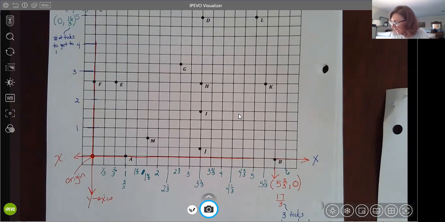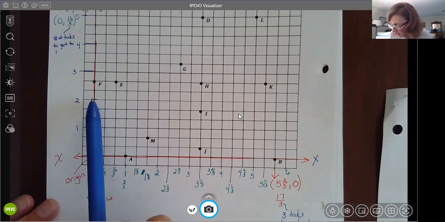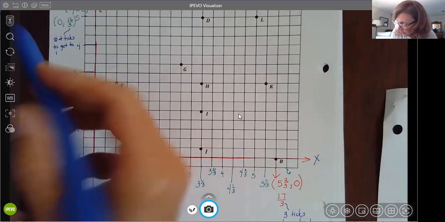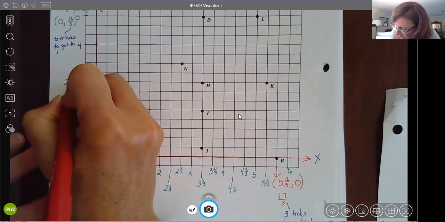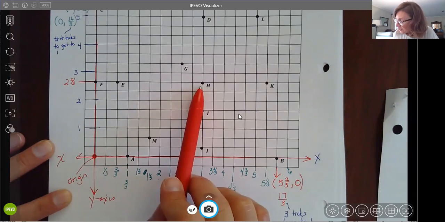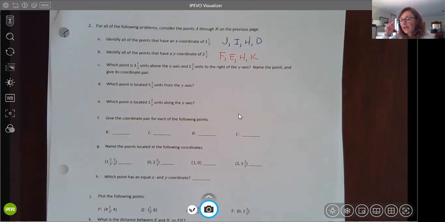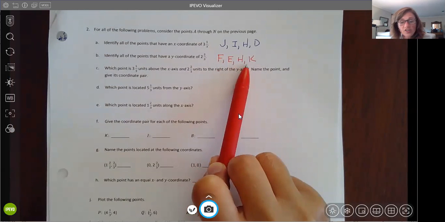Identify all the points that have a y coordinate of 2 2/3. Okay, we didn't label all these, but that's okay. There's 1, 2. So this is 2 1/3. Remember, each tick mark is worth 1/3. This will be 2 2/3. So right here, I'll label it in red. This is 2 2/3. So we've got F, E, H, and K. So these are the points that have a y coordinate of 2 2/3.